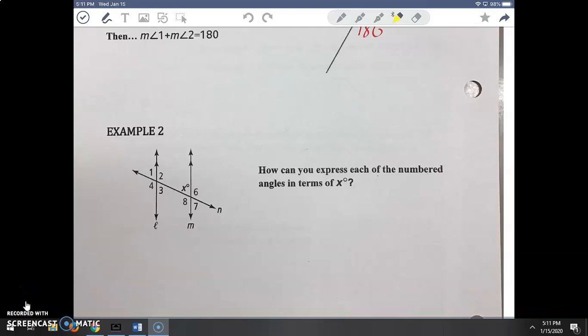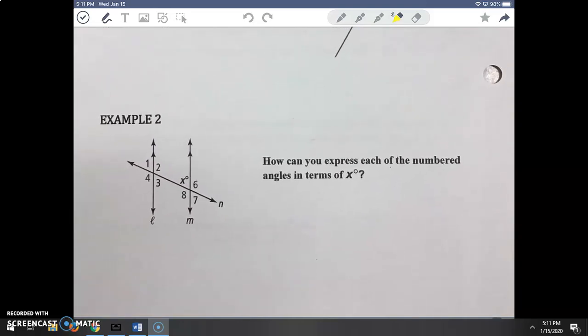Okay, so now it's asking you, how can you express the numbered angles in terms of x? Basically we're explaining the relationships. Okay, so this line here is your transversal. So it's asking you basically what are the other numbers compared to x.